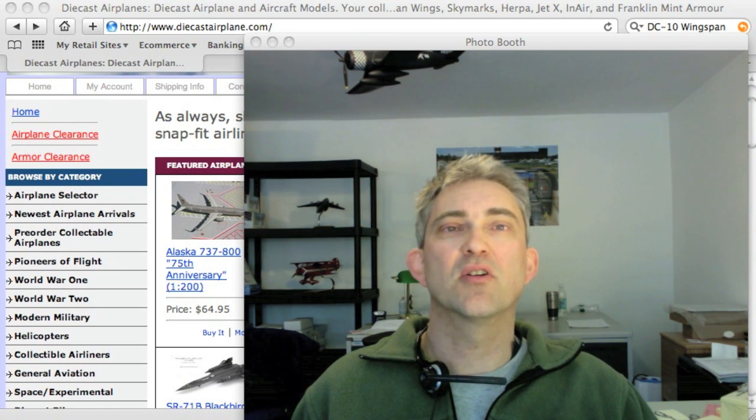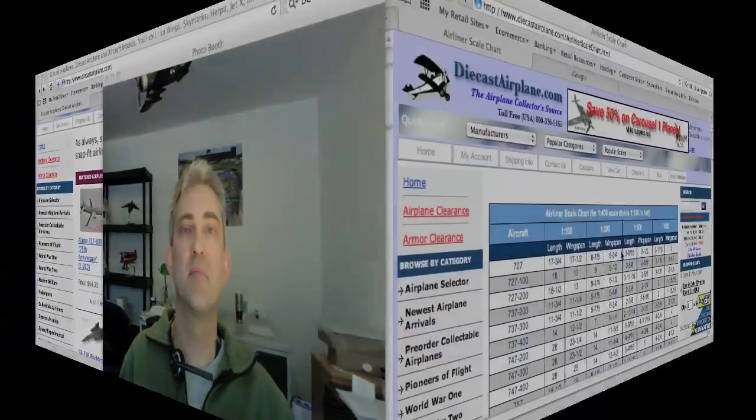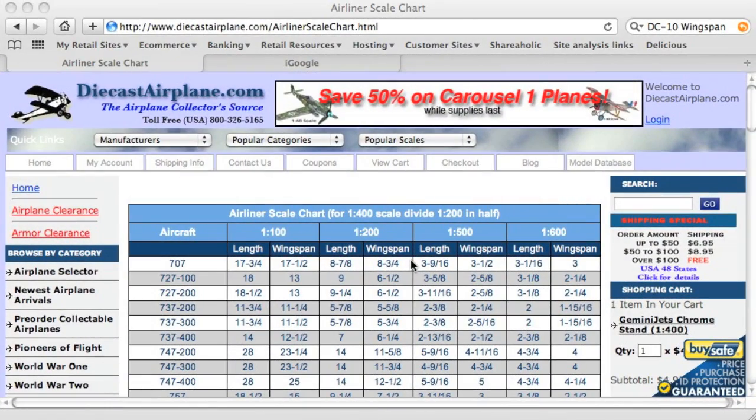One of the questions we are often asked is how to calculate scale sizes. Here's a short tutorial to help you with this concept. When trying to find out the scale size of a model on our website, we have a couple of places that can help you quite quickly.